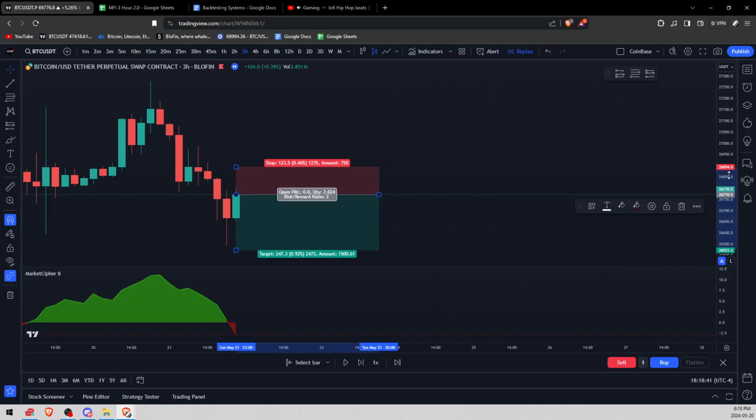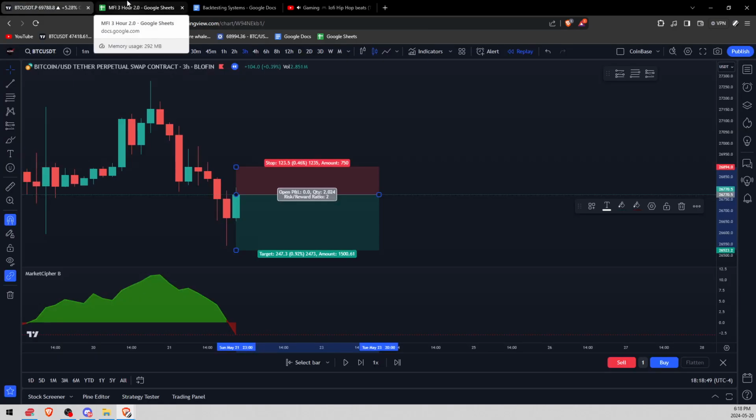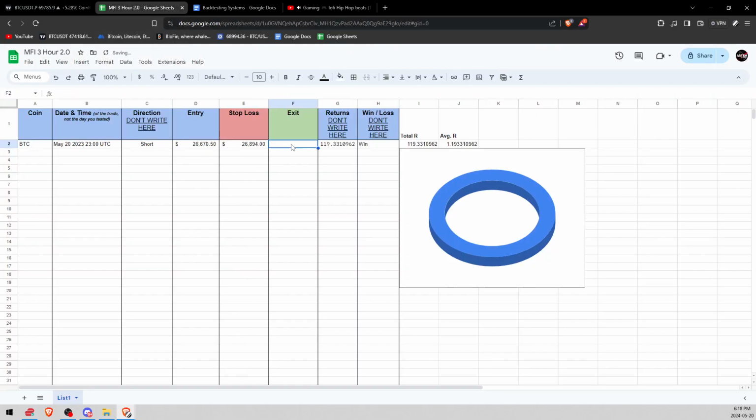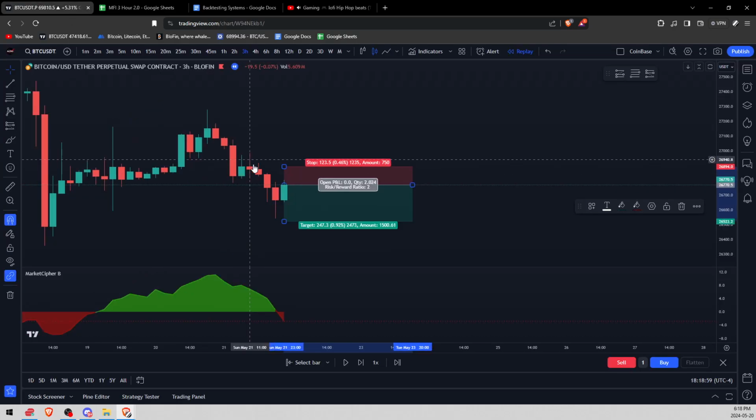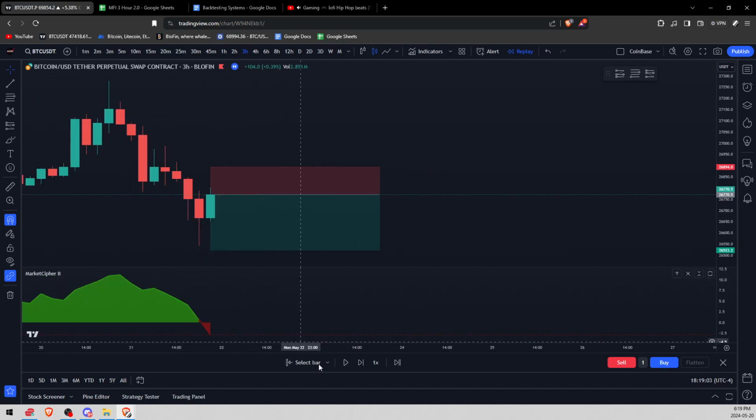Yes, and then our stop loss is at 26,894. 26,894. Was there any cents there? No. So, as you can see, we can't have an exit here because we have yet to have it play out. But now, you just sit back and wait after you press go.